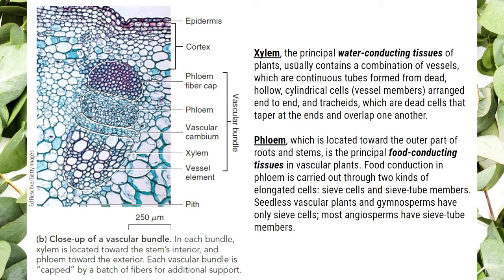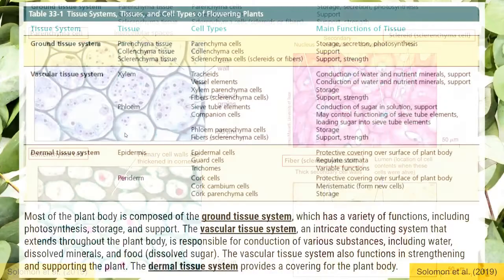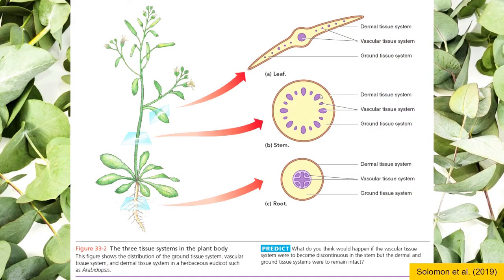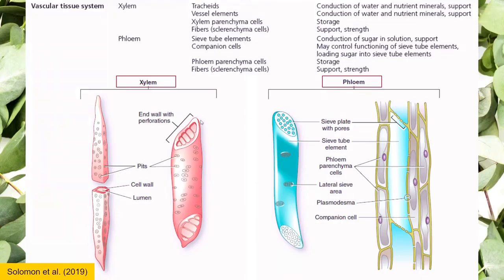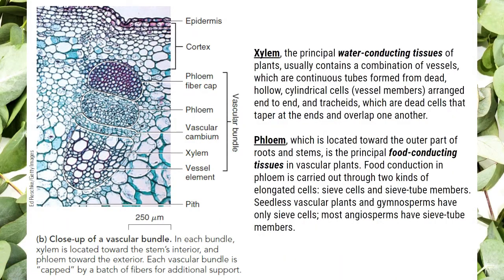Now, looking deeper, xylem is the principal water-conducting tissue of plants. If we look at the close-up of a vascular bundle, these are the vascular bundles in stems, and if you look at it closely, those elongated shapes are further divided into different types of cells. The upper part is the phloem fiber cap, then below that are the phloem tissues, and then below that is the xylem.